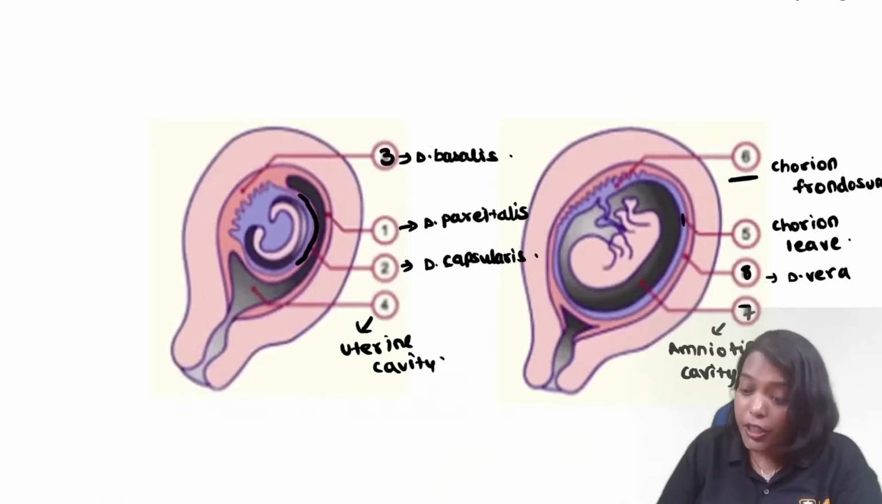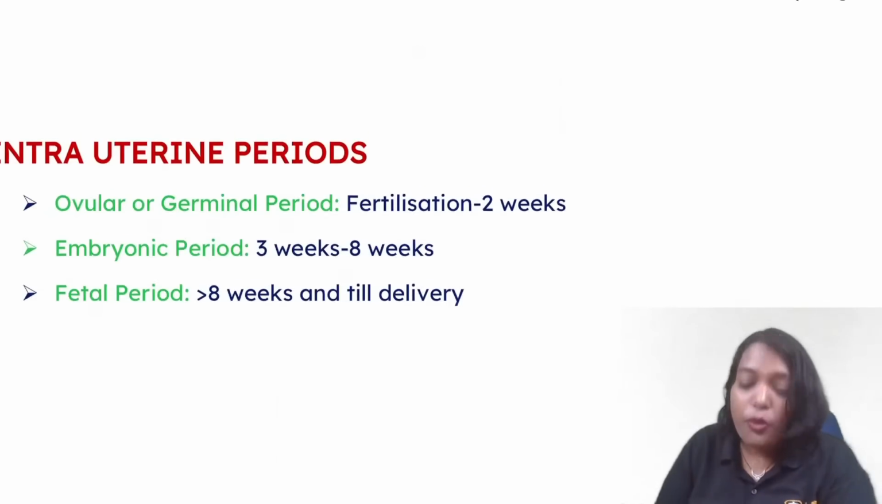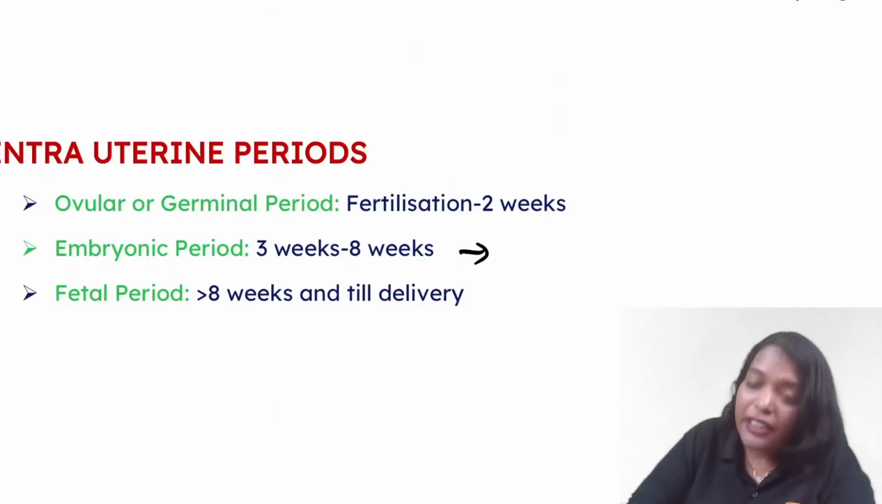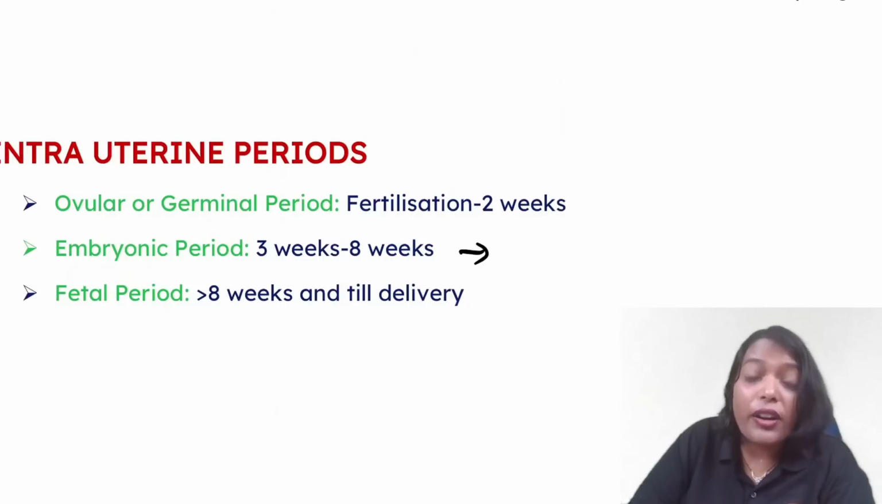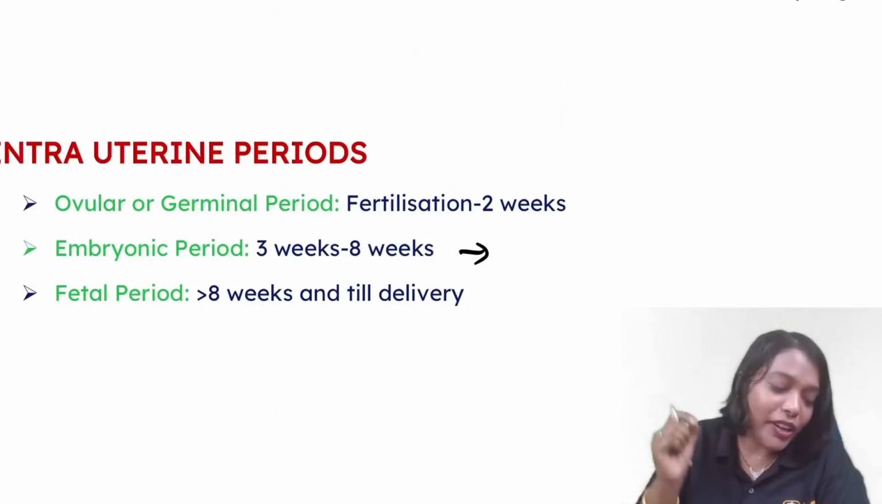Now we will do some MCQs, guys. Intrauterine periods: the ovular or germinal period is fertilization to 2 weeks, whereas the embryonic period is 3 weeks to 8 weeks, and the fetal period is more than 8 weeks till delivery. During the embryonic period we have organogenesis, that is development of the organs of the fetus. If you have exposure to teratogens in this period, there will be teratogenicity, right? So most crucial for us is the embryonic period.